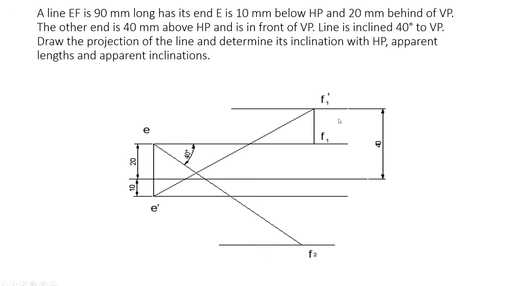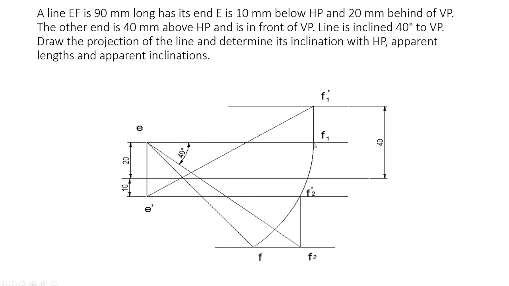Now from F1 dash, draw a vertical line to the locus of E and name that point as F1. Now E as center, E F1 as radius, draw an arc like this to the locus of F2 to get F. Connect E and F.